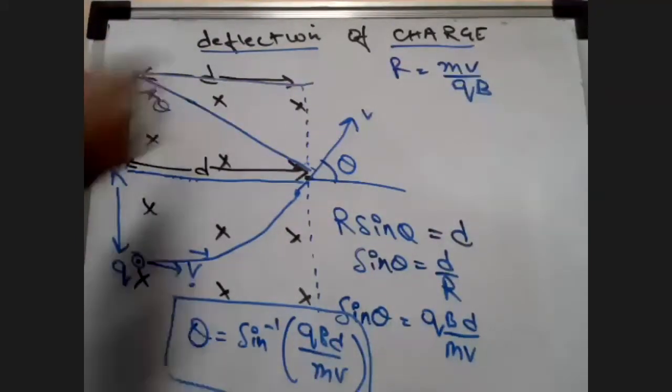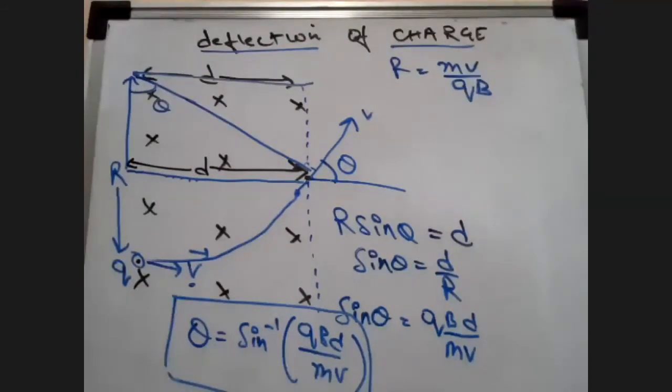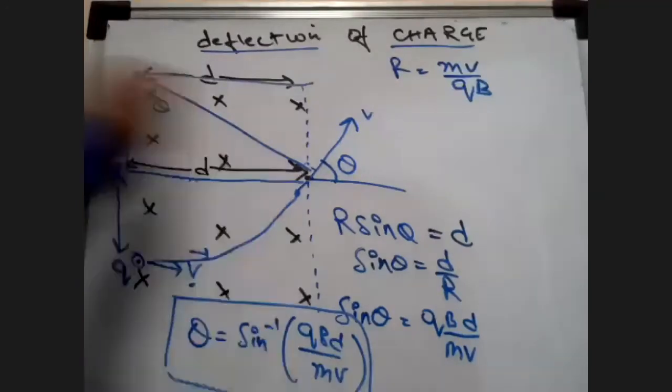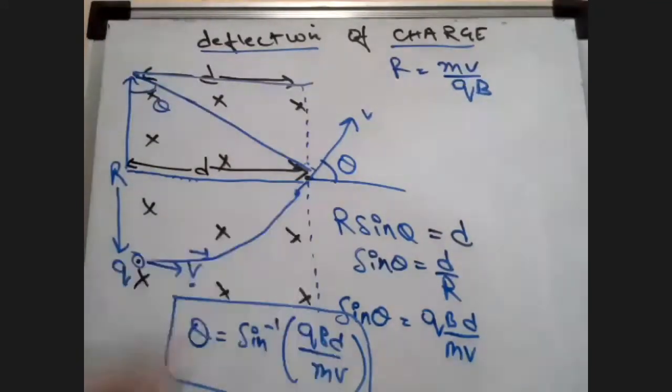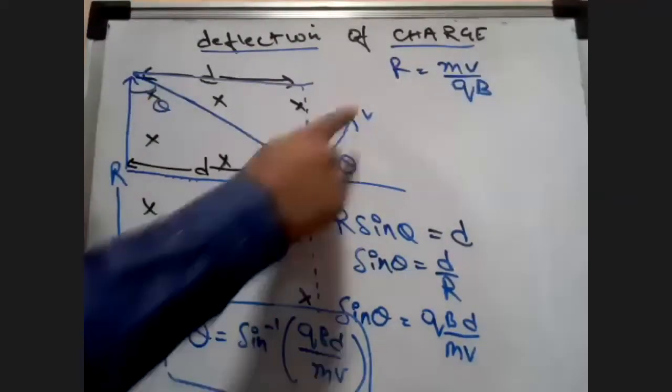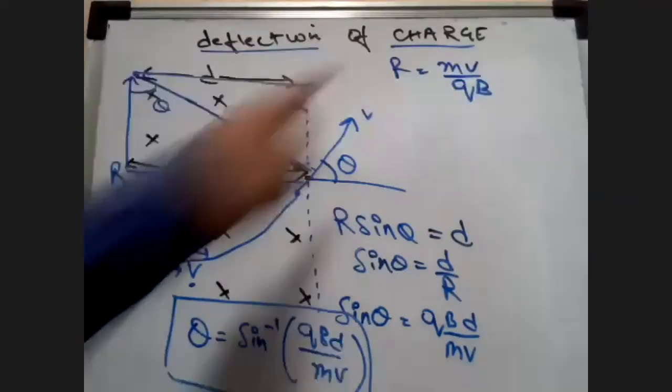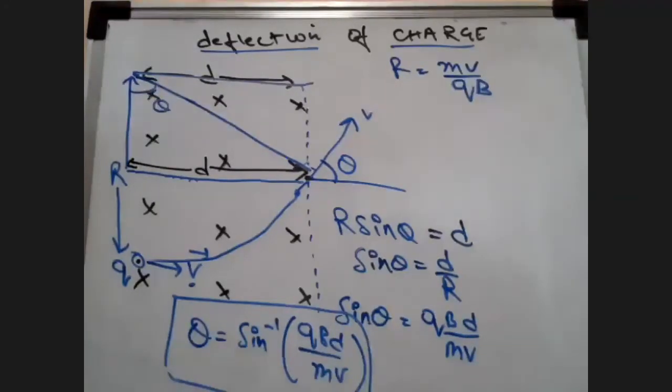In this condition, your charge is not going to be able to complete the entire circular path. It will escape at some certain point as soon as the magnetic field is over, with some velocity. But now we are interested in the topic of deflection of charge. So how do we find out the deflection of charge?